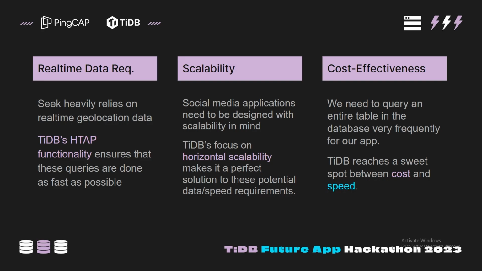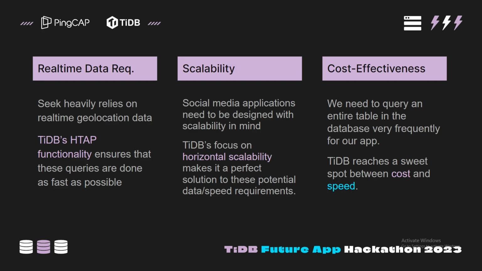TiDB, being an HTAP database, offers functionality to ensure that these queries are done as fast as possible with the OLTP functionality, and later perform analysis on the data with the OLAP functionality that we do in large portions with this app. By their very nature, social media applications, especially ones which rely on this real-time location data, need to be designed with scalability in mind and must use OLTP databases, as the amount of data increases massively with each user added. Therefore, TiDB's focus on horizontal scalability with their serverless platform makes it a perfect solution to these potential data and speed requirements.